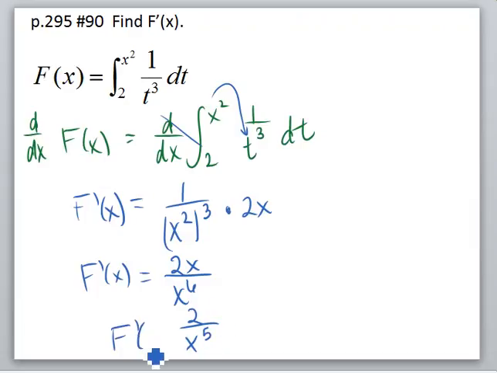So this is your derivative. These are the type, like I said, they like to put on the AP test. It'll be something where they have something other than just a plain x, so you use your second fundamental theorem of calculus, but then you remember to take its derivative.